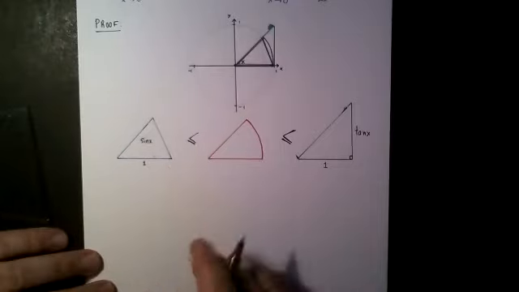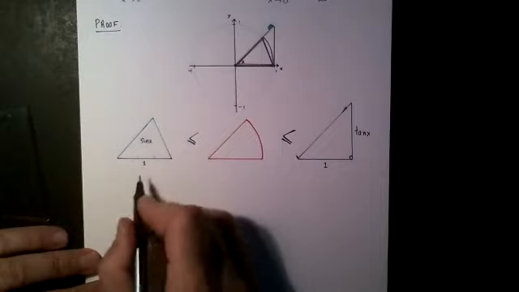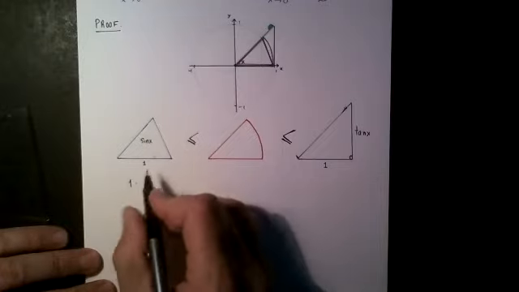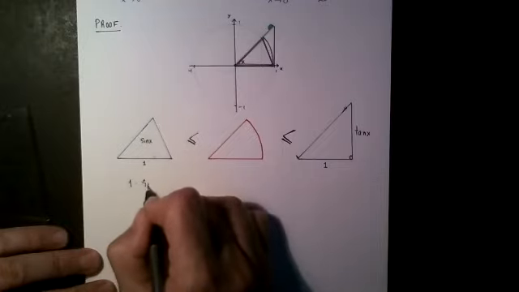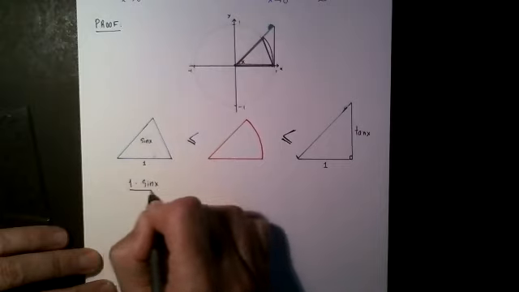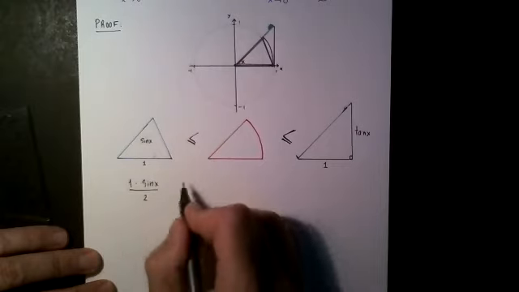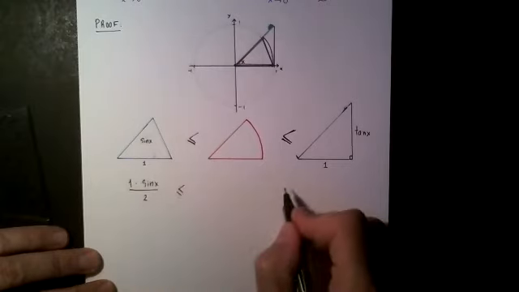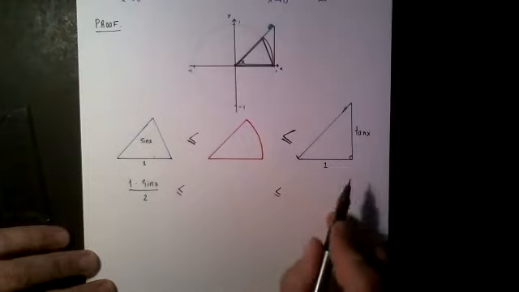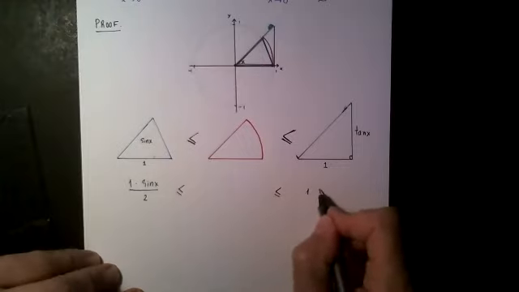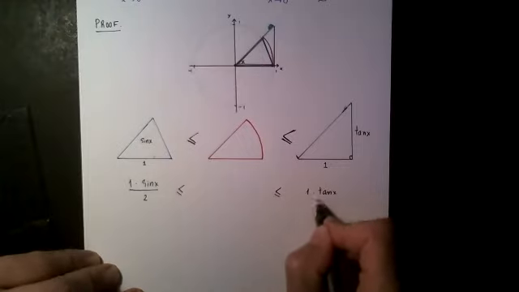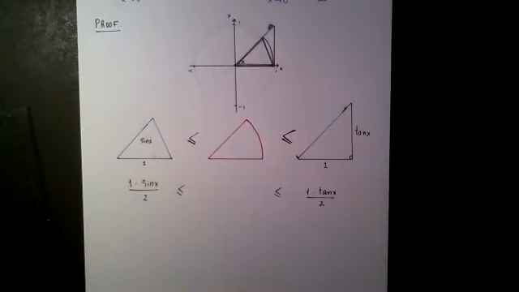Okay, let me write down the area here. So the area is 1 times sine x over 2, right? Base times height over 2. Smaller than or equal to, and this would be 1 times tan x over 2. Questions? Okay, no questions. That's good news.